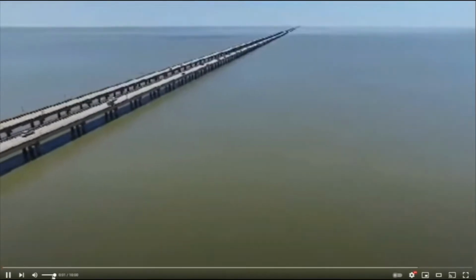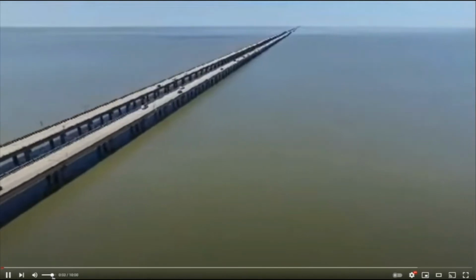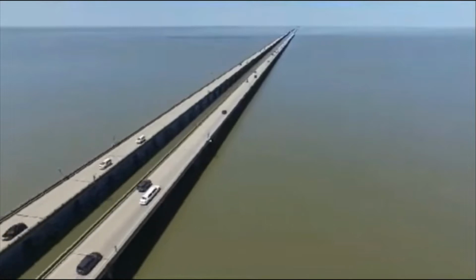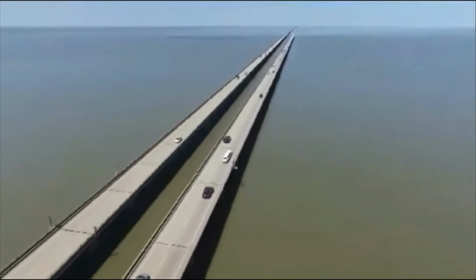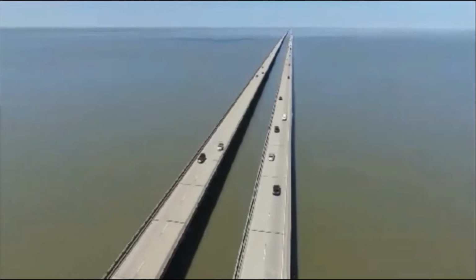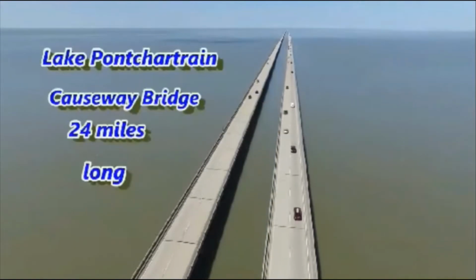Now let's take a look at Lake Pontchartrain in Louisiana. This is the longest bridge in the world that runs continuously over water. There's longer bridges, but this is the longest one in the U.S. and again, the longest one in the world that runs continuously over water.